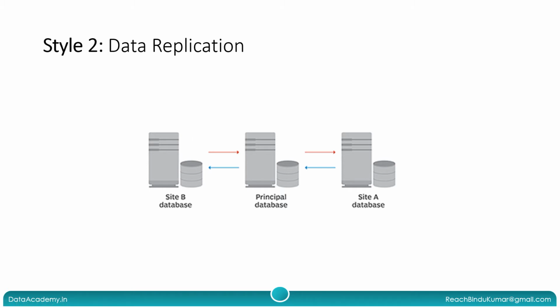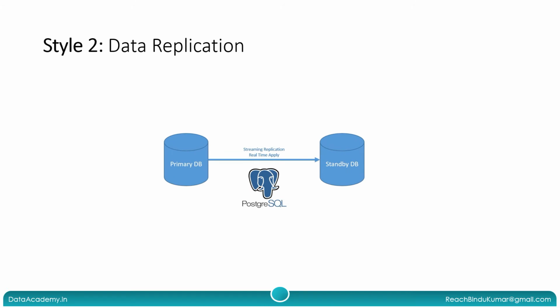But here also, you see that data is being interchanged between different systems. These may not represent businesses, but these are different systems. So here is another example. To be specific, it's about PostgreSQL. PostgreSQL has the concept of streaming replication, meaning any changes that happen to the primary database are eventually applied to the standby database.